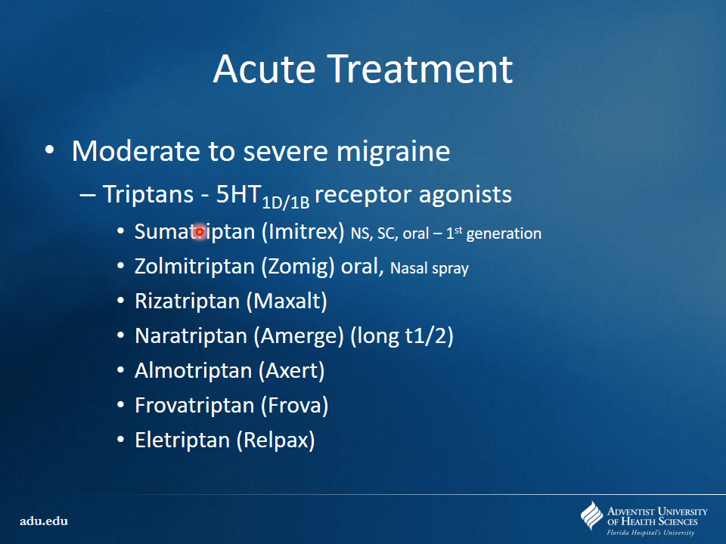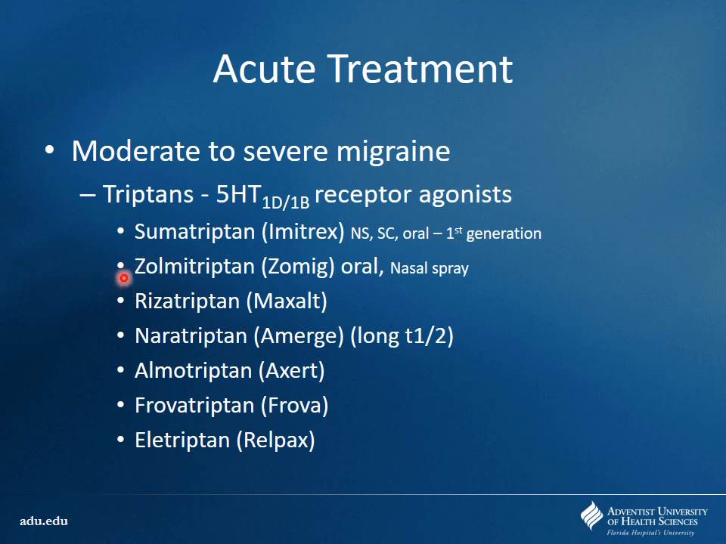So we have sumatriptan, which is the first generation, the very first triptan that came out. Imitrex is a brand name for that one. I'm sure most of you have heard of Imitrex before. Again, lots of options are available. You can do sub-Q, you can do intranasal. I don't know why I put NS there, it should be IN. It has oral options as well.